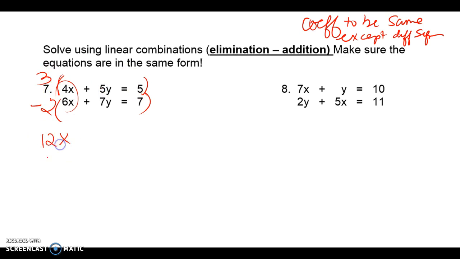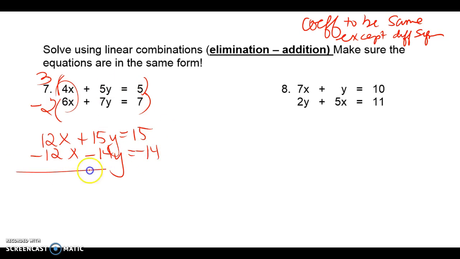So the first equation becomes 12x plus 15y equals 15, right? The second becomes negative 12x minus 14y equals negative 14. So let's add those equations together. Those zero out. 15 plus a negative 14, y is y. 15 plus a negative 14 is 1. All right, so far so good.